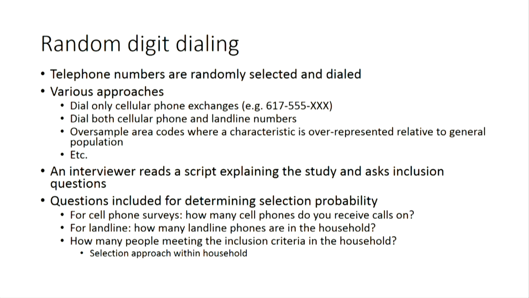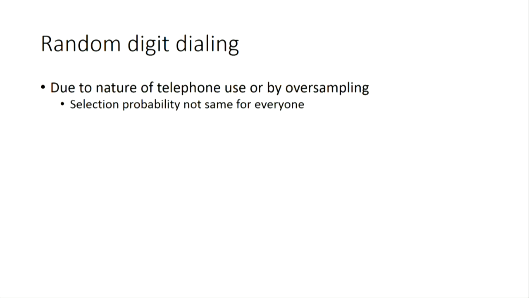And for landline surveys, you want to know how many landline phones are in the household and how many people inside the household meet the criteria, and then implement some kind of a selection approach within that household. And so there are some things that are out of the control of the people who design and implement the surveys that actually impact the probability of the sample member being selected. And that's important for you to know even if you're not part of designing the study, you just want to use the data. You need to understand what that design was, what those factors are, so that you can accurately account for that when you're doing your statistical analysis.